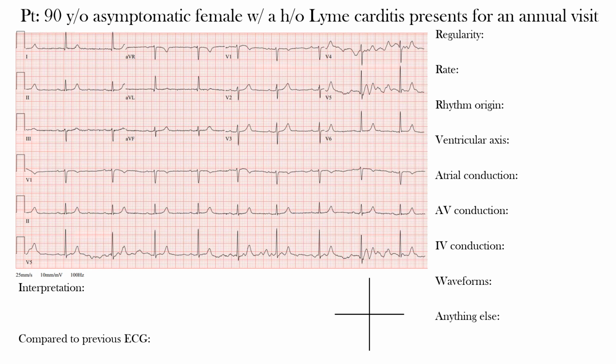This week's case is a 90-year-old asymptomatic female with a history of Lyme carditis that presents for an annual visit. Her presenting EKG is shown below.